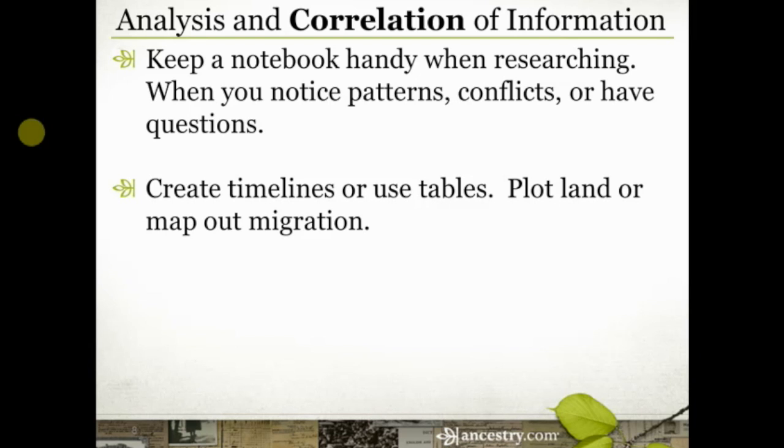But create timelines, and not just a timeline of specific events in this person's life, but leaf into that the birth dates of their children and when and where they moved and when they purchased land and when they showed up in a tax record, and all of that, create this timeline of their life. It's going to help you start to see patterns and conflicts, and it's going to cause you to have some questions that you can then do further research to answer.